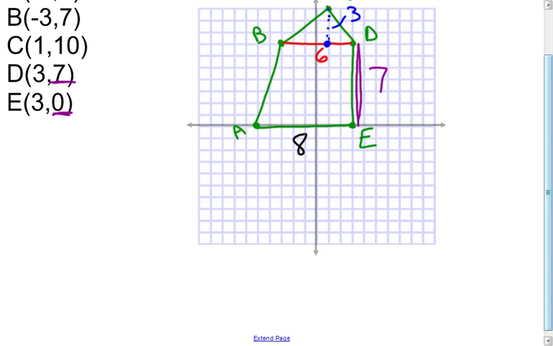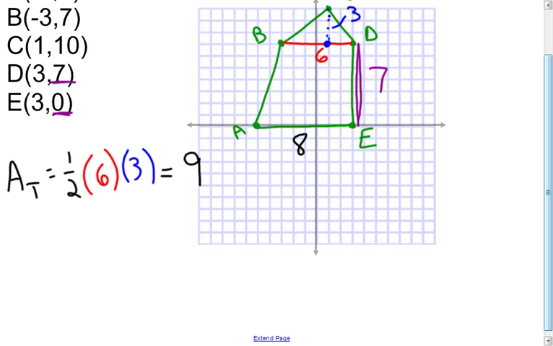So if I start out with my triangle, area of my triangle, 1/2 times my base, which is 6, times my height, which is 3, and I find out that the area of my triangle is 9 square units.